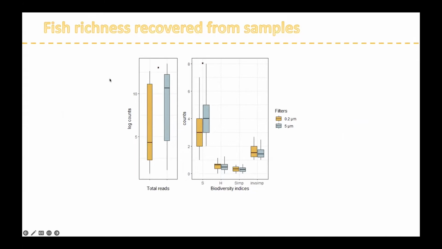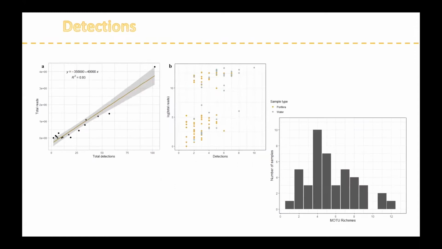Similar to what happened within the sponge species and localities, the high variability between the samples resulted in no difference between the remaining diversity indices measured, the Simpson and the Shannon diversity index. The sequencing depth also showed a high correlation between the MOTU detection and the number of total reads, with a greater efficiency for the water samples over the sponge samples.